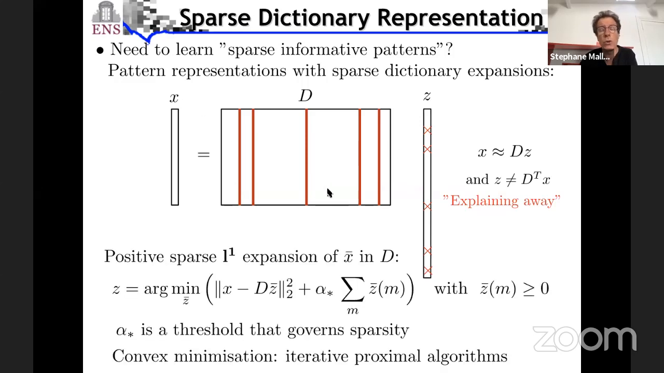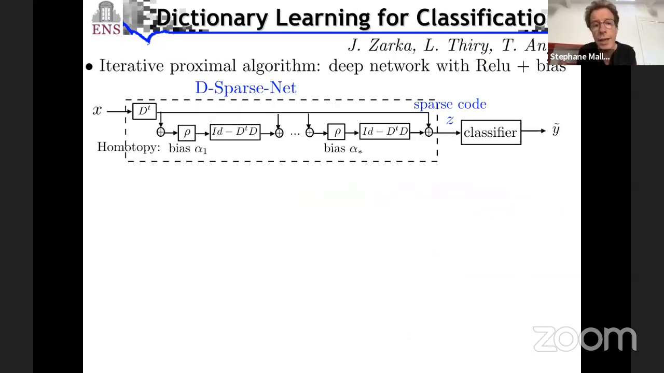Now, what is this sparse code? The sparse code can be written as a solution of an L1 minimization problem, where you impose that X is close to the linear combination of your few patterns, and you impose that your sparse code is sparse by putting here an L1 norm. Now, there are iterative algorithms to solve that, and you can write that as a network, which is here this D-sparse network, which is essentially an implementation of an iterative thresholding algorithm with a ReLU and bias at each layer. Now, this network has only one matrix, D, which is repeated within each of the layers, and then the final classifier.